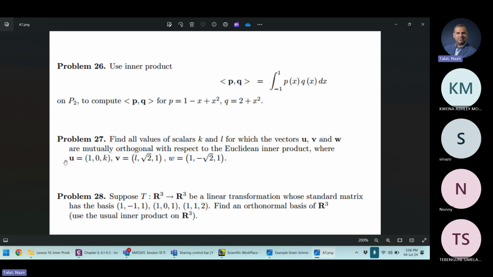So just take U dot V equal to 0, meaning the product is equal to 0, and similarly V dot W equal to 0 and U dot W equal to 0. Then you will get three equations. After solving for K and L, you will get the values of K and L for which these vectors are orthogonal to each other.